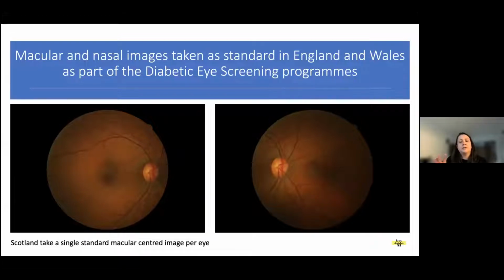But in England and Wales, we take two 45-degree images of the eye. We take the central, the macular one that we've just looked at, but then we also make you look at your nose and we take a wider view, the nasal view, as it's known. In Scotland, they only take the macular centred image, because they believe that any lesions of significance would be picked up from just this one image. But in England and Wales, we'd rather get a wider view if possible.